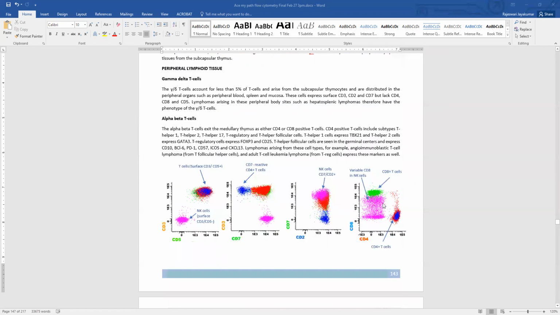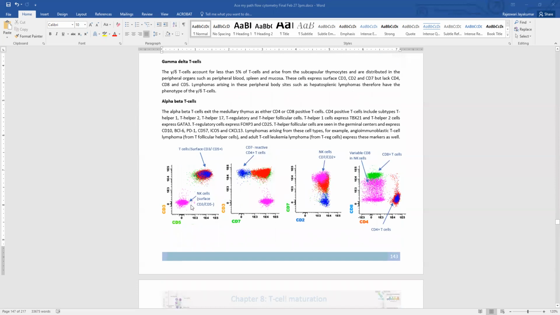So here you can actually see the different T cell populations. These are 3 and 5 positive mature T cells, and we see different colors because it includes different subsets, the 4 and 8 positive subsets. And then there is this pink population, which is negative for both 3 and 5, which are the NK cells, and NK cells express bright CD7.